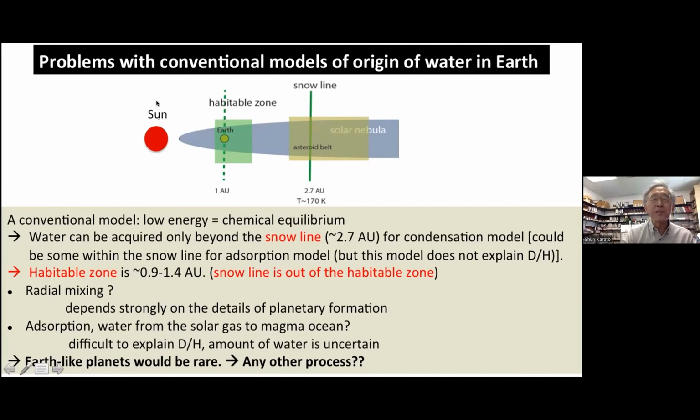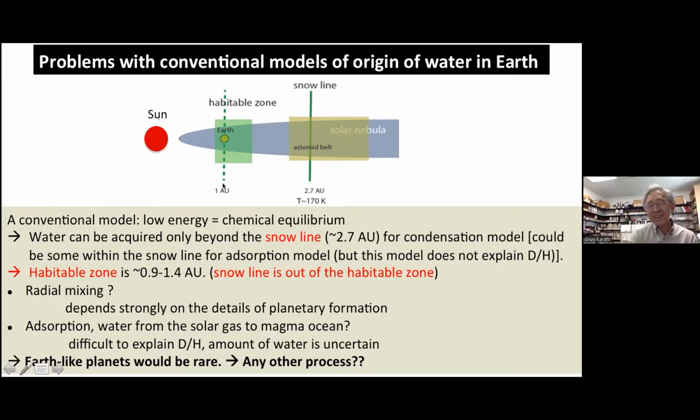Because temperature changes from high near the sun to low, you can make ice condensation from the gas only at a position where the temperature is low. This is called the snow line. It corresponds to roughly 170 K. And for the solar nebula, it's around 3 AU, 2.7 AU, which is far away from the Earth.